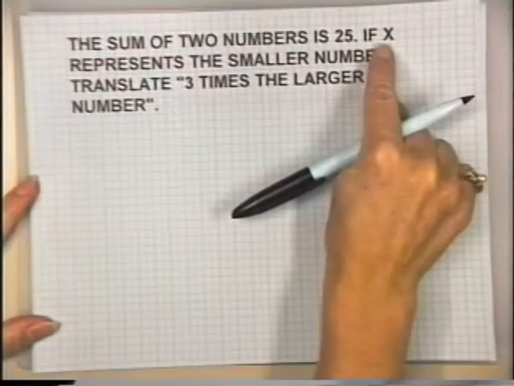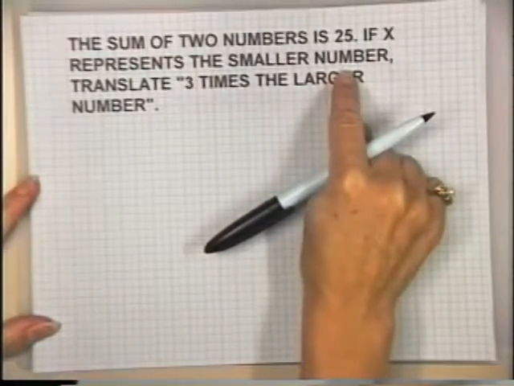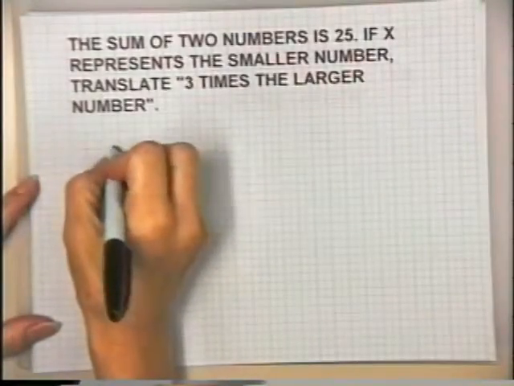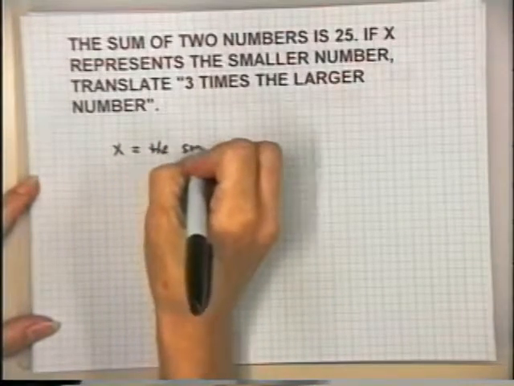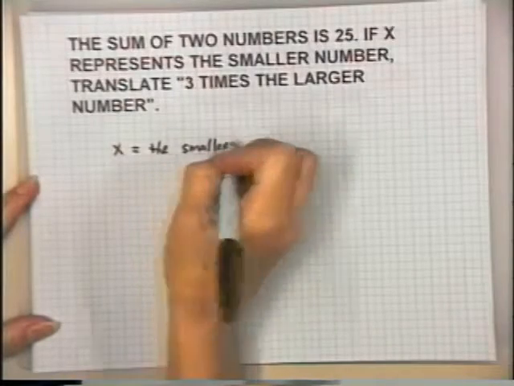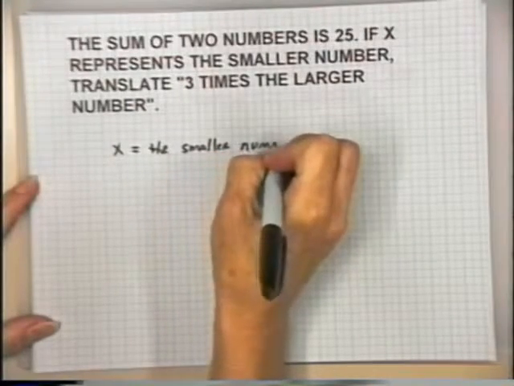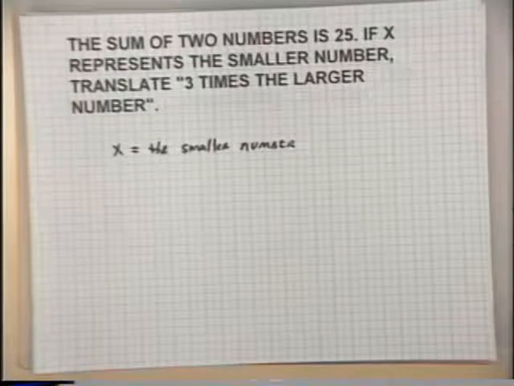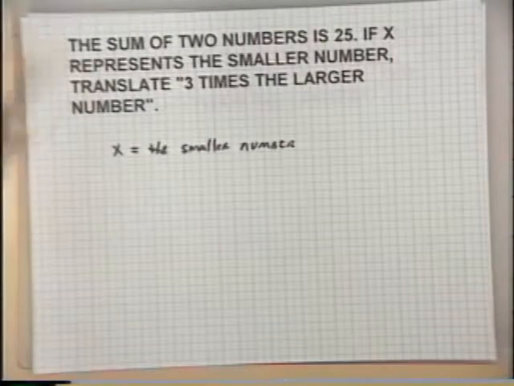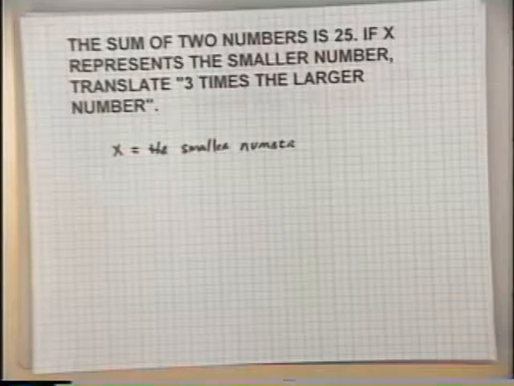Notice he said to let x represent the smaller number. So let's write that down to remind ourselves. x represents the smaller number. What we need to do next is to write down an expression that would represent the larger number. So how will we write down the larger number? Let's go back to this information up here. The sum of two numbers is 25.